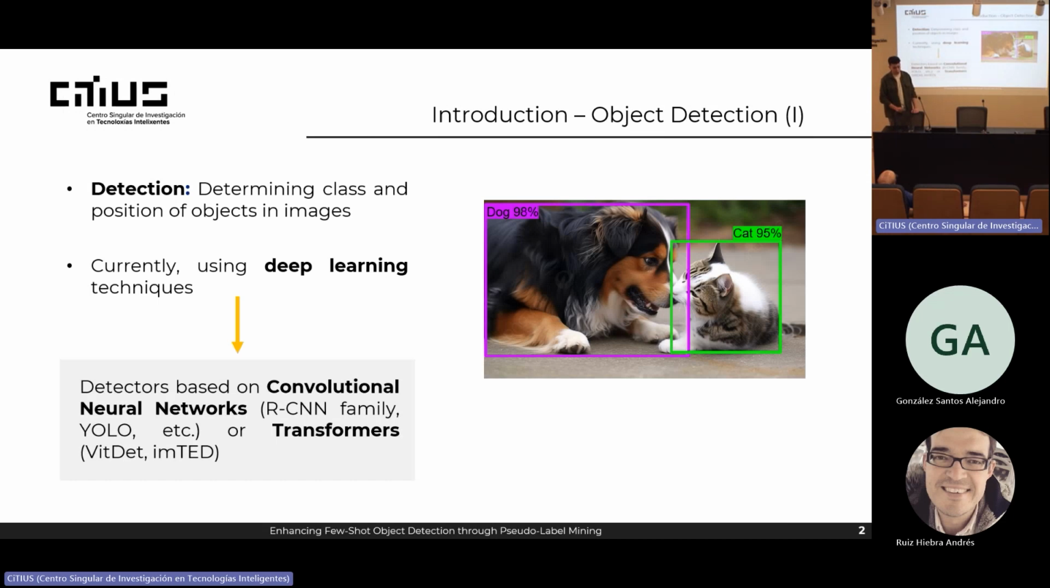I'm going to start introducing what is object detection, which involves determining the class and position of objects in images. So here we have an example. We have a dog and a cat, and our goal is to frame each of the animals with bounding boxes and determine which is which. Currently, this task is usually solved using deep learning techniques, namely detectors based on convolutional neural networks like Faster R-CNN, or more recently based on transformers like DETR or Deformable DETR.